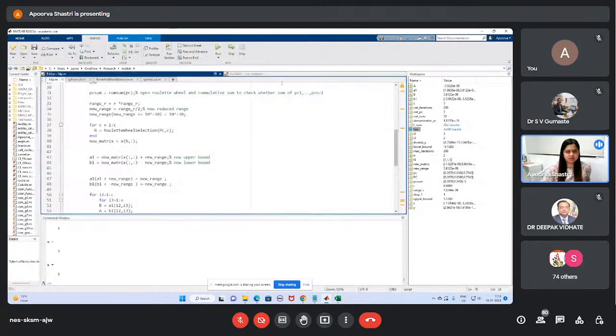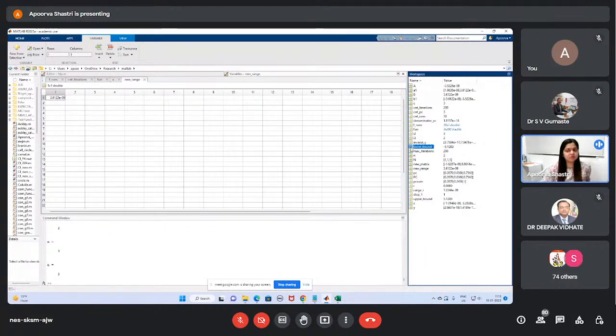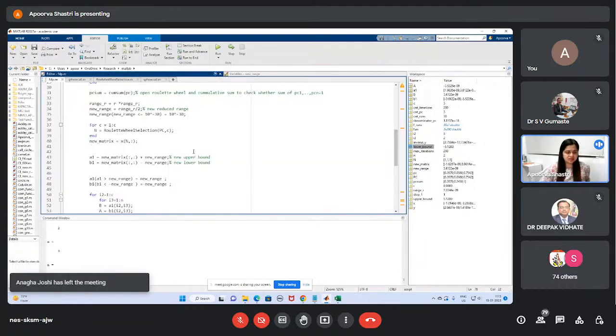And here you can check the x values also when you note the answers. These are the final x values for which we are getting the answer. This is the new range for which we are getting the answers. This is the lower bound matrix, this is the upper bound matrix, and everything you can see here.